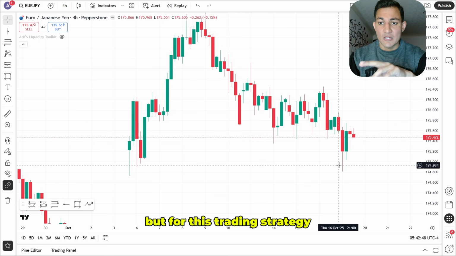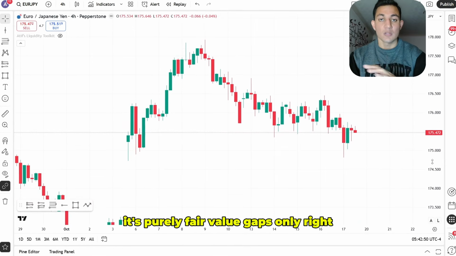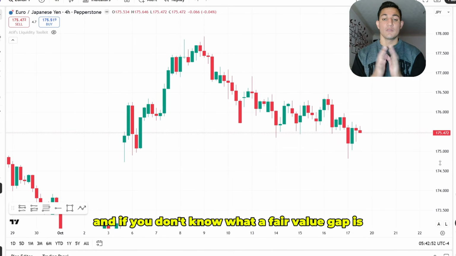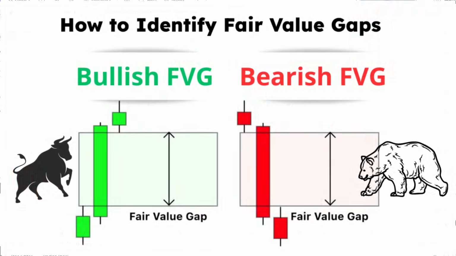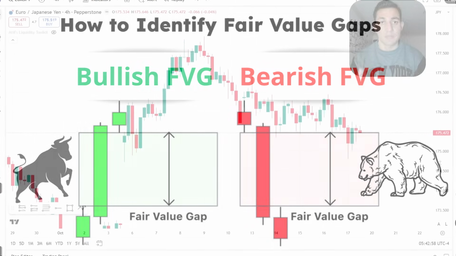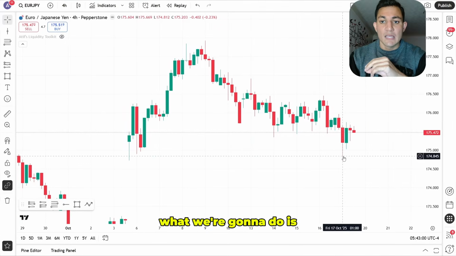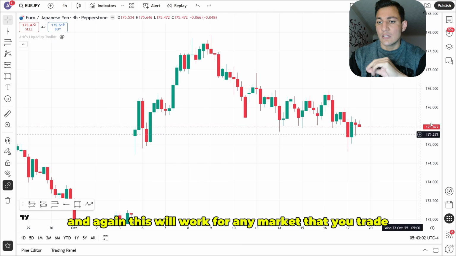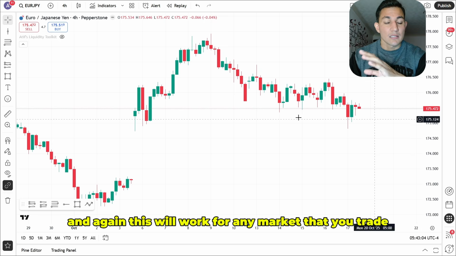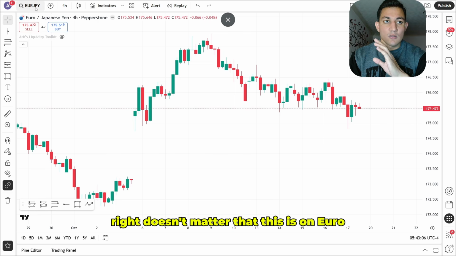But for this trading strategy I'm going to give you in this video, it's purely fair value gaps only, right? And if you don't know what a fair value gap is, go look at this picture on screen now. It's as easy and as simple as I can possibly make trading. Now what we're going to do is get on the 4 hour chart, and again, this will work for any market that you trade, right? It doesn't matter that this is on Euro JPY.